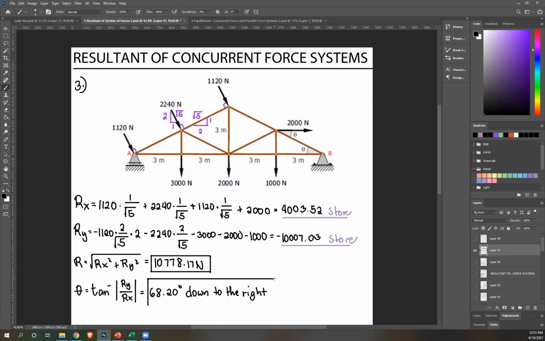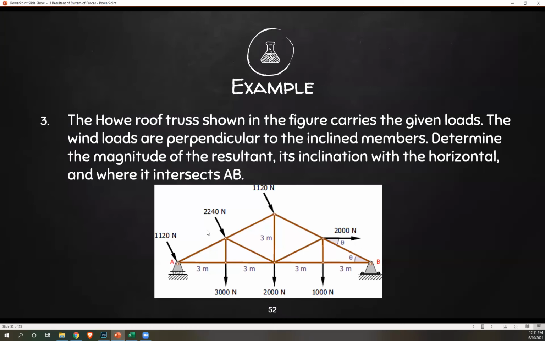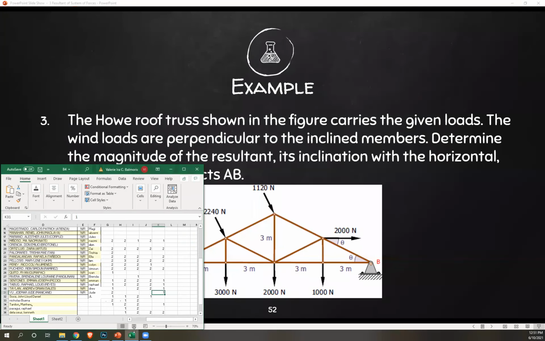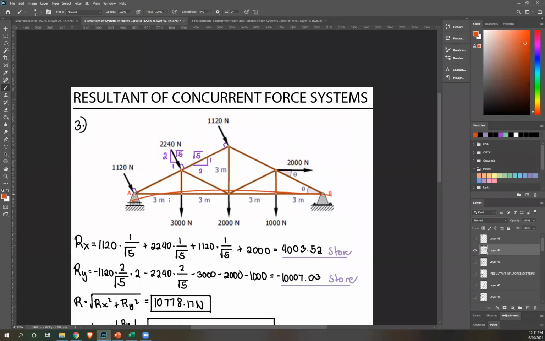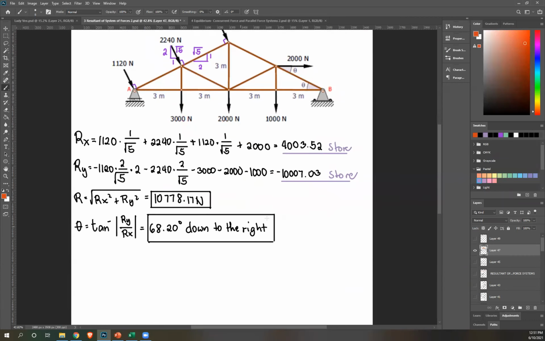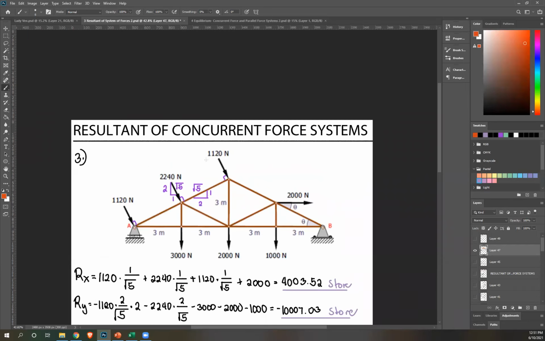Next. Okay. Next part, where it intersects AB. So this is AB. We want to know where it intersects. We're going to take a reference point, it's either A or B. Again, I'm used to taking it at A. So now you're going to guess the position of your resultant. We know it's downwards to the right. So you'll guess. I'm going to guess here. Or maybe here.